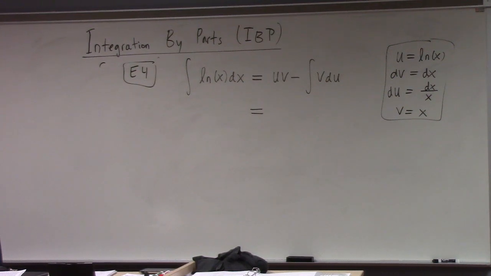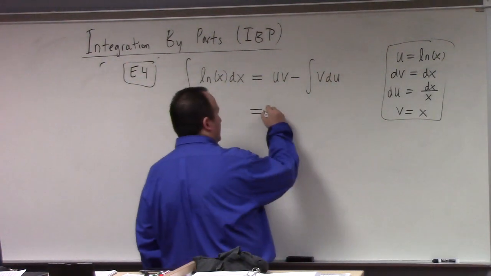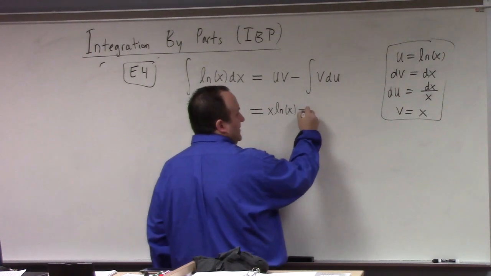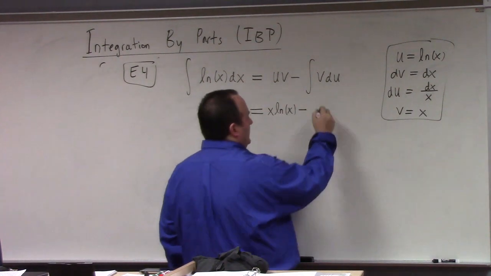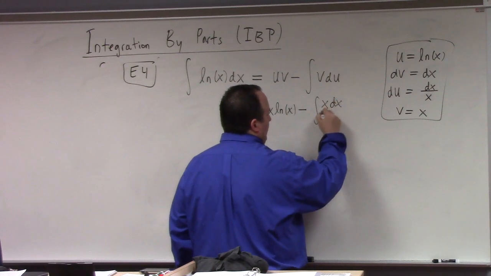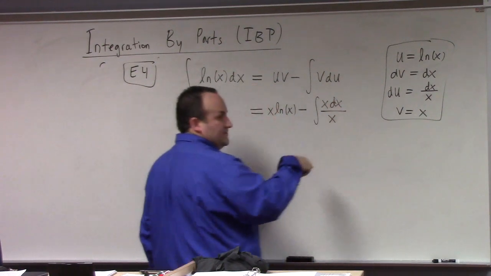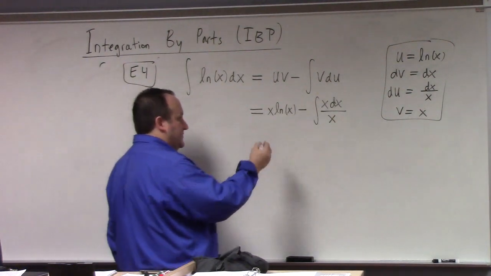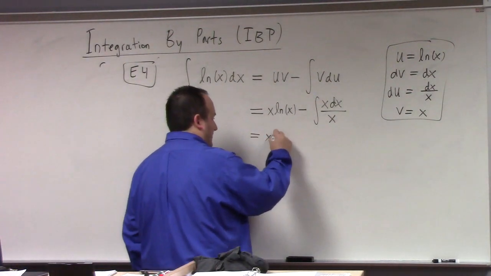Okay, so what we got? We got x. No, we got x log x, right? I'll write the x first because it looks better. Minus v, which was x. And then du was, well, dx over x. Hey, look at that. Those cancel, right? We're just left with the integral of dx, which, as we know, only a 5-year-old knows if they're properly instructed.